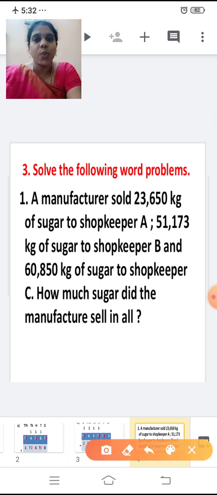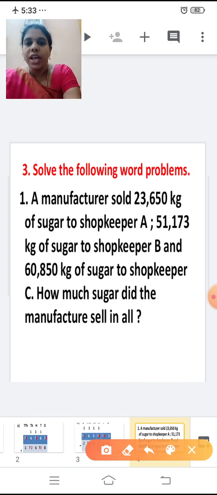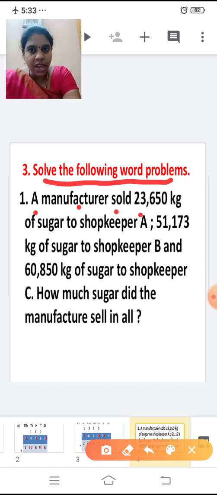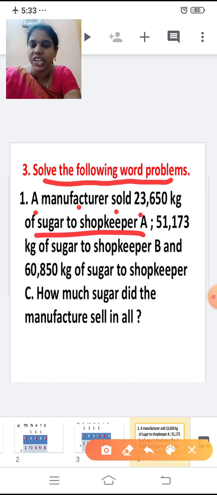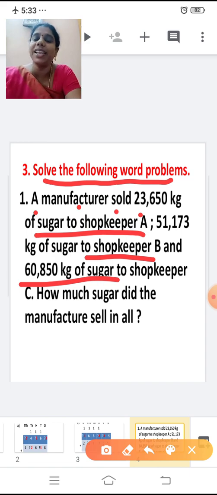Now, word problem. While doing a word problem, what do we have to do? Just listen to the sum. Read the question carefully two or three times till you understand. Now solve the following word problem. A manufacturer sold 23,650 kg of sugar to shopkeeper A, 51,173 kg of sugar to shopkeeper B, and 60,850 kg of sugar to shopkeeper C. How much sugar did the manufacturer sell in all?